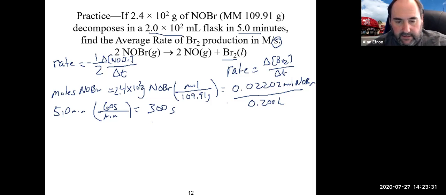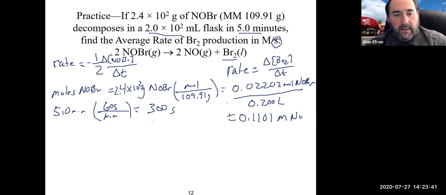So if I take the moles of the NOBr divided by the liters, that will give me 0.1101, we'll call it, molar here of NOBr.